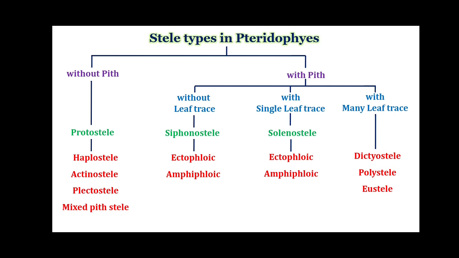And if pith is present, then again on the basis of leaf traces, they are categorized into three different groups. If pith is present and without leaf gap, then it is called siphonostele, which is of two types, ectophloic or amphiphloic. And if pith is present but only a single leaf trace is present, then it is called solenostele. Again, it is of two types, ectophloic or amphiphloic. And if pith is present and many leaf traces or many leaf gaps are present, then it is of three types: dictyostele, polystele, and eustele.